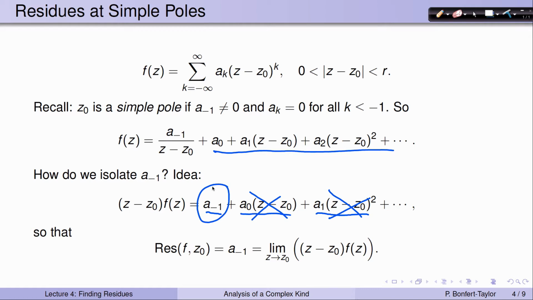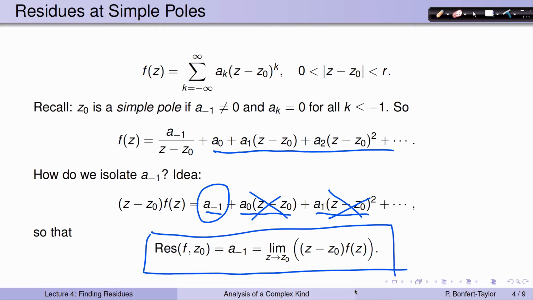So the residue of f at z0 can be found by taking the limit as z approaches z0 of (z minus z0) times f of z. Let's see if we can use that in an example.